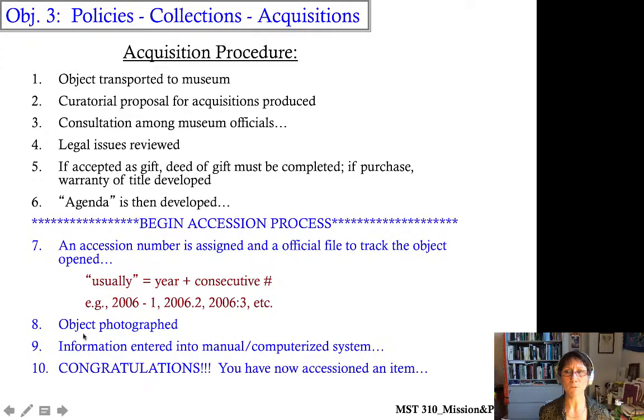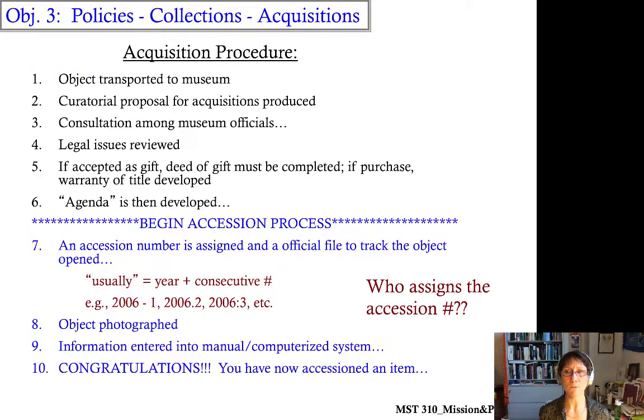So when the object comes in, it gets photographed to document not only exactly what it is, but the state that it's in. All of the information regarding the donor and any provenance on the object and its condition, all of that's going to get entered into a computerized system. And officially, this would sort of complete your accession process.